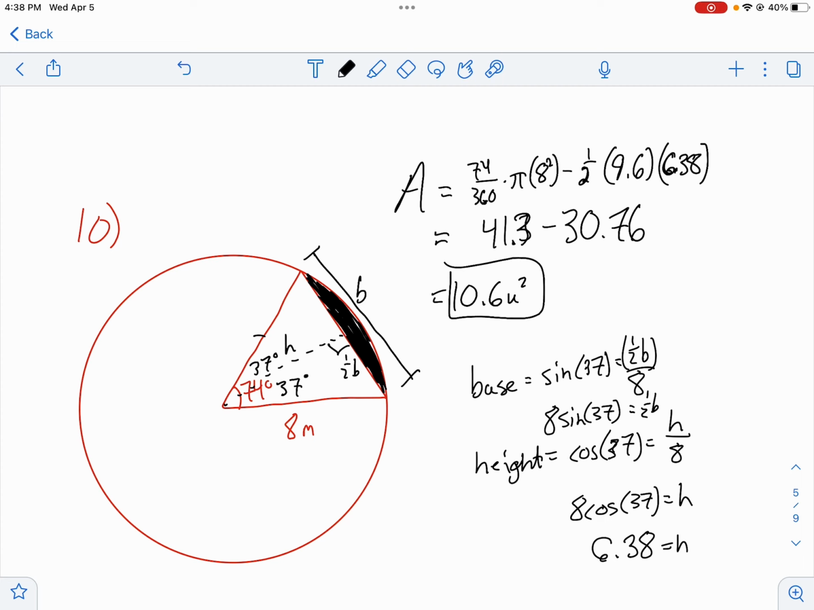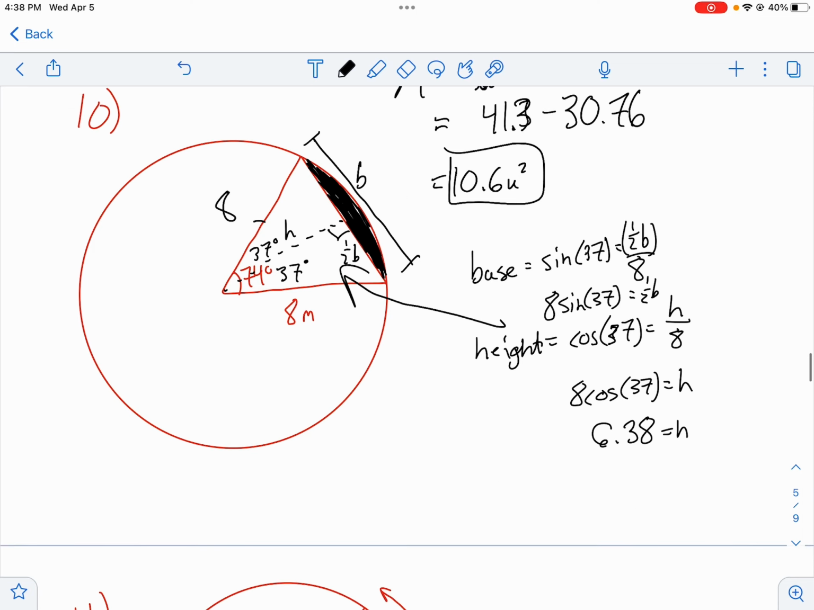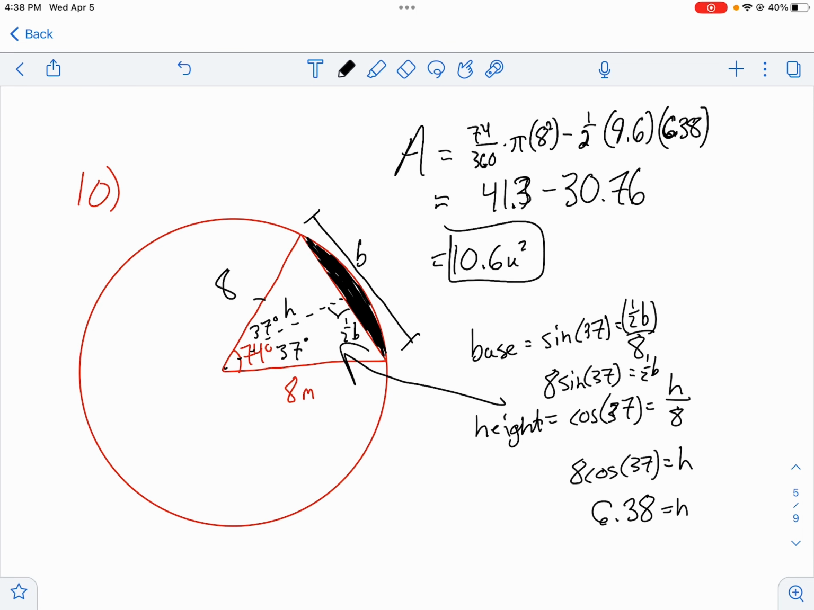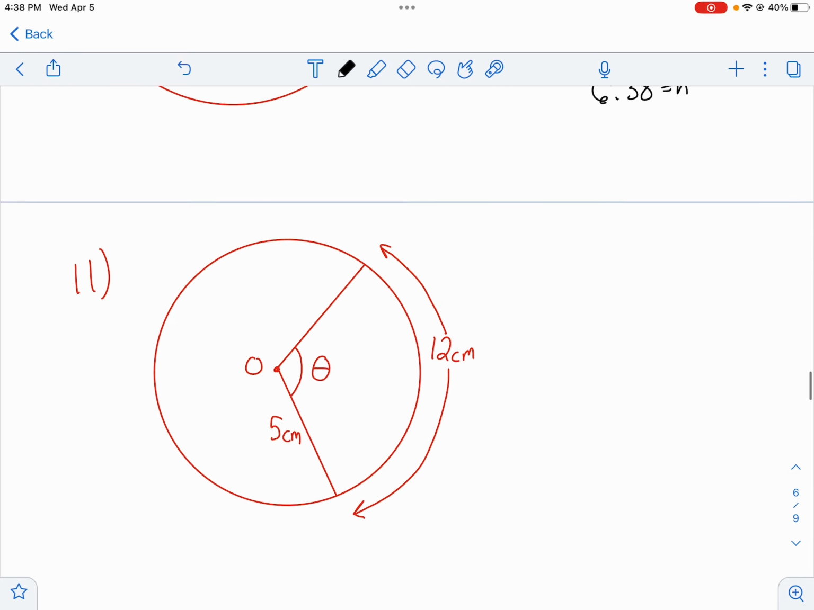So that was using trig to find the height and the base and find the area of that triangle, this guy right there. You can also have done 1/2 8 times 8 times sine of 74. Either one. I think the 1/2 BC sine of A is faster, but I think that it's good to have a fallback of doing trig to find the area of those triangles.